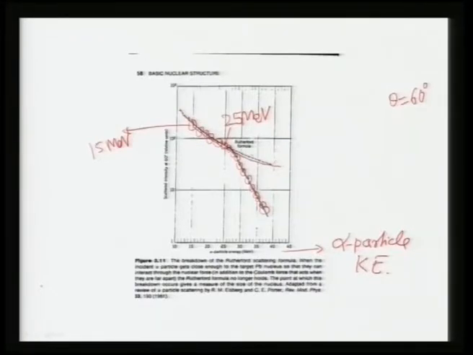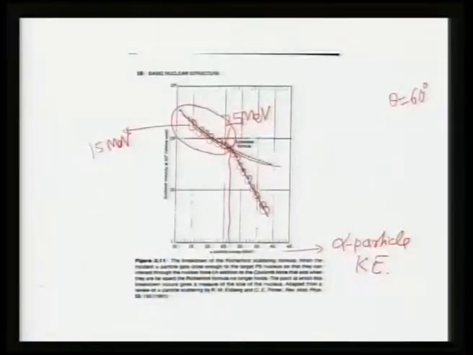So, you can see up to here the calculated values using only Coulomb interaction match very nicely with the data obtained in the experiment. But once the kinetic energy is more than this, somewhere around 27 MeV or so, the Rutherford scattering formula is here and the data points are here. So, a very sharp deviation.